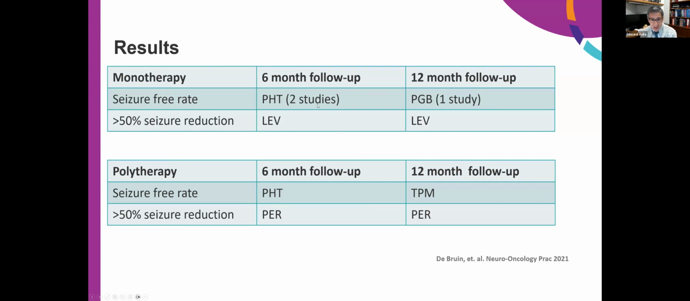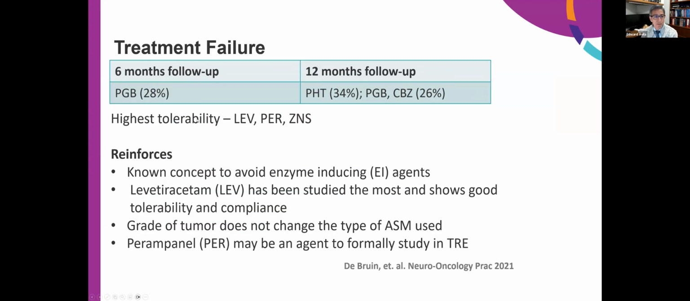What I take away from this is that there are many different ways to achieve a good result, and we don't often rely on just a single drug. We often need to try different anti-seizure drugs in this population. Treatment failures are an important consideration, as I talked about with some of the side effects. Poor tolerability at 6-month follow-up was seen with pregabalin, and at 12 months was highest with phenytoin, pregabalin, and carbamazepine. Again, carbamazepine and phenytoin are older agents. Best tolerability was seen with levetiracetam, perampanel, and zonisamide.